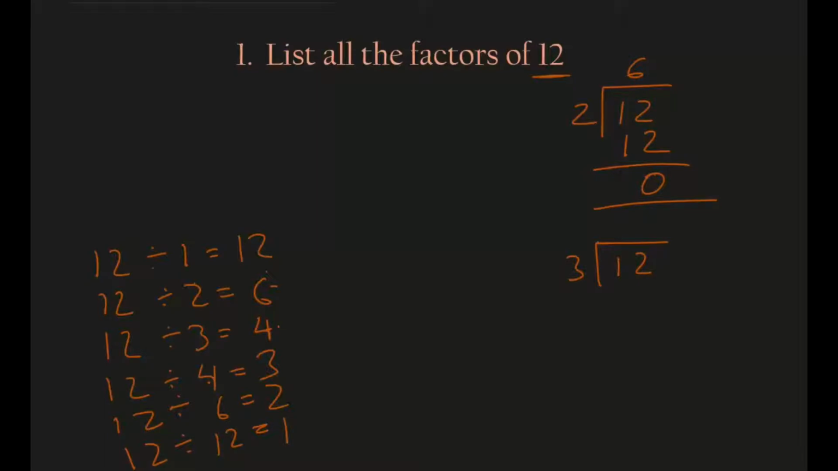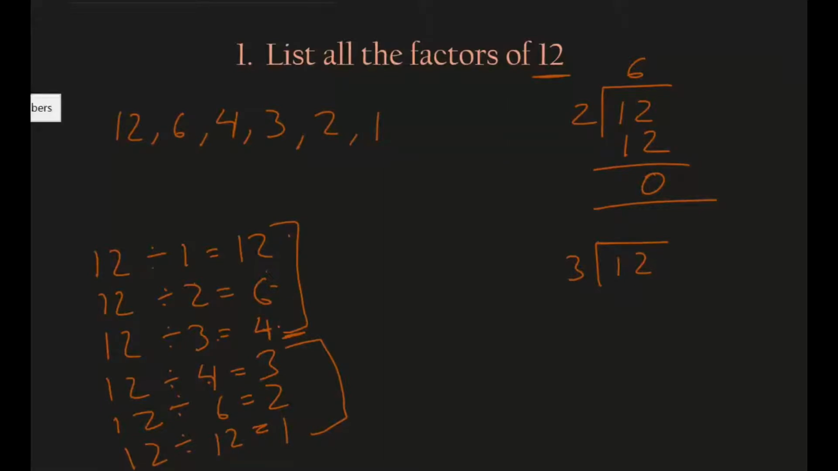After it starts repeating, when the same numbers start to appear, you don't have to do division anymore. You can just look at the past numbers. In this case, you can just figure out these 3. So that means our factors of 12 are 12, 6, 4, 3, 2, and 1.